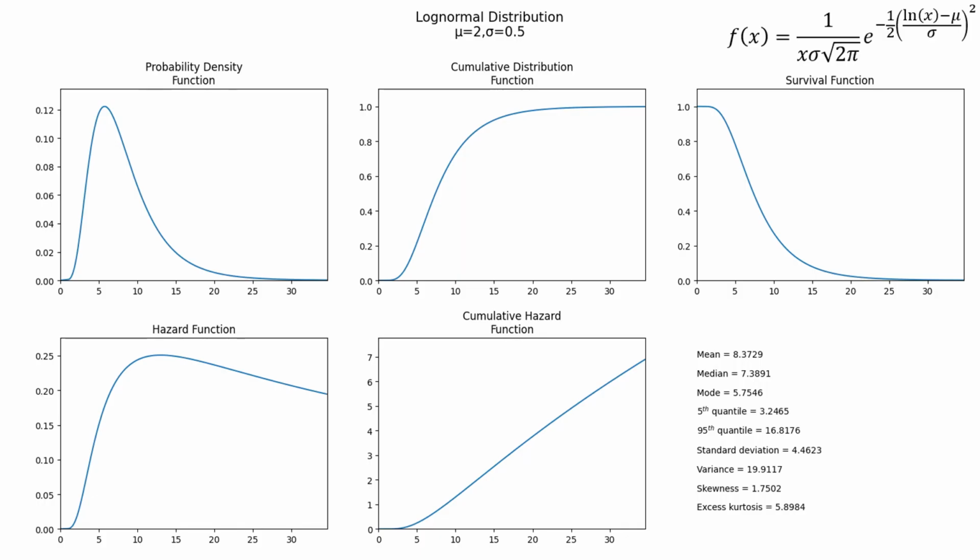We have here the log-normal distribution with a mean of 2 and a standard deviation of 0.5. You can see the probability density function at the top right. And you can see that the probability density function has a curious shape. But more importantly, we should look at the hazard function. And the hazard function is a decreasing function after some time. And this will be very useful because it will allow us to model burn-in failure periods.